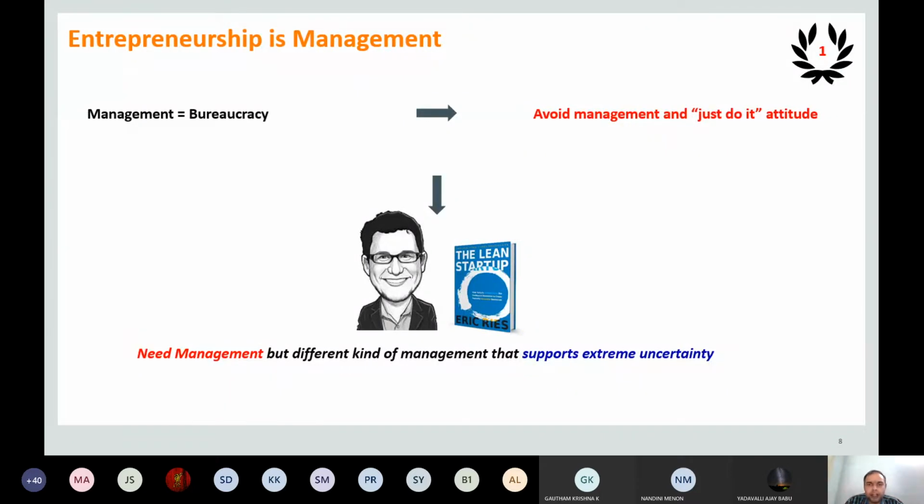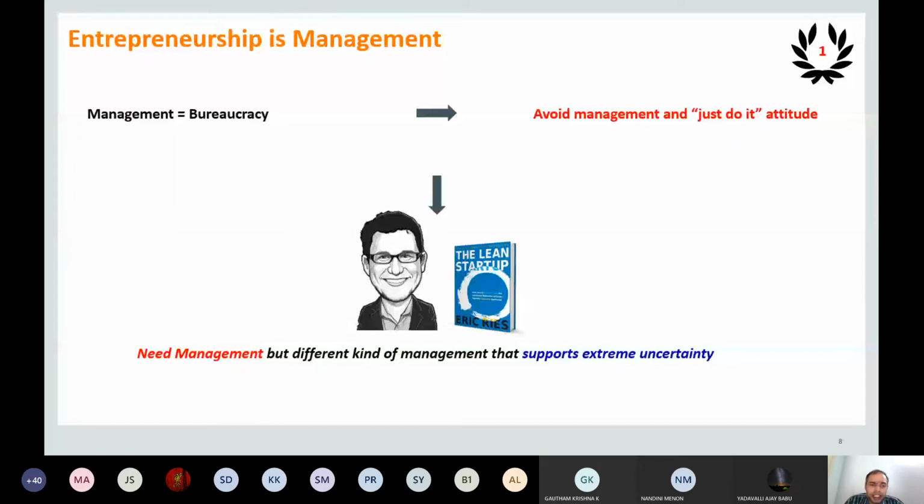So that's why we should avoid the management and just-do-it attitude. You should not command your employees, or the management should not take control, asking people to just do what I ask you to do. You should avoid the bureaucratic way of thinking or attitude. But it's not that you don't need management, you need a different kind of management which will support uncertainty. In typical conventional management, they tell you what to do and you do what they say. Ultimately, if something goes wrong, they blame you or you blame them, and nothing fruitful happens, and both sides face the damage.